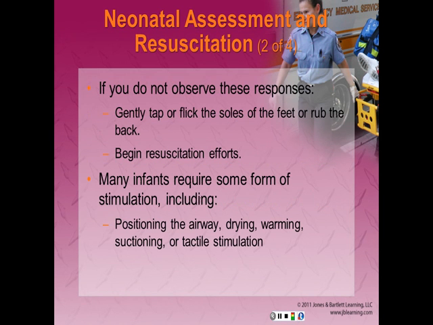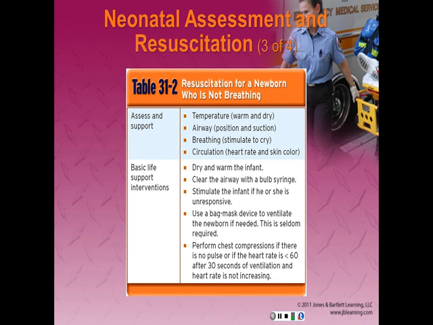If you do not observe these responses, gently tap or flick the soles of the feet or rub the back, and begin resuscitative efforts. Many infants require some form of stimulation that will encourage them to breathe air and begin circulating blood through the lungs, and some of these include positioning of the airway, drying them off, warming them up, suctioning, and tactile stimulation. To maximize the effects of these measures, you should follow some tips. Table 31.2 gives you some resuscitation tips for a newborn who is not breathing.